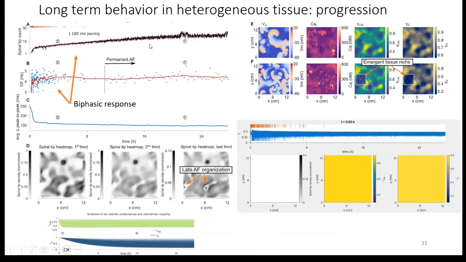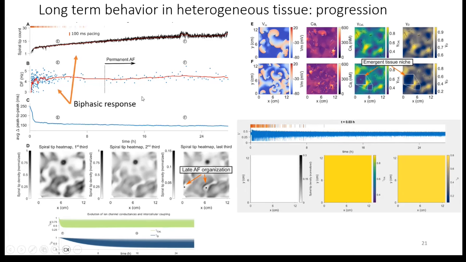So this leads to AF progression. So over the 24 hours, by counting how many spirals you have in the tissue, how many reentrant waves, we're going to see that you have more and more of them over time. And it's kind of a biphasic response. So you have a sharp increase corresponding kind of to the electrical remodeling. And then you have a slow overall increase corresponding to the structural remodeling.